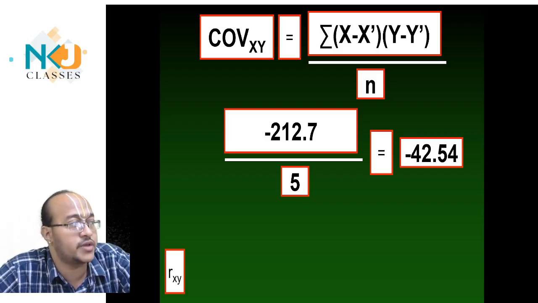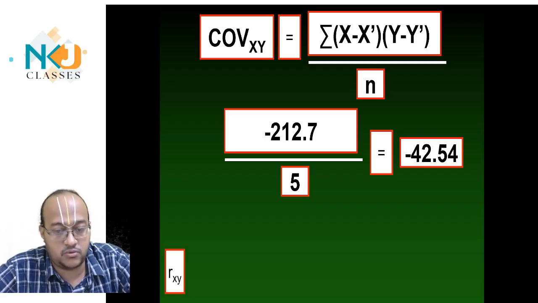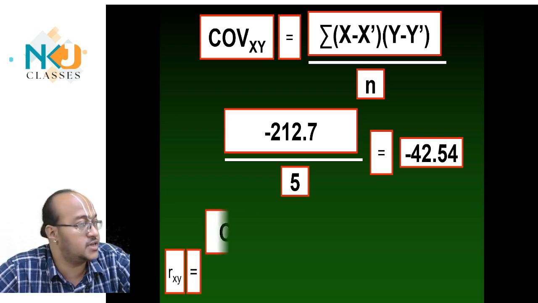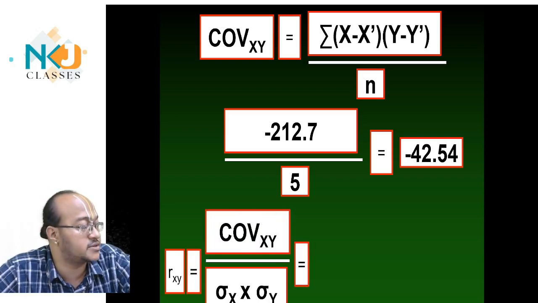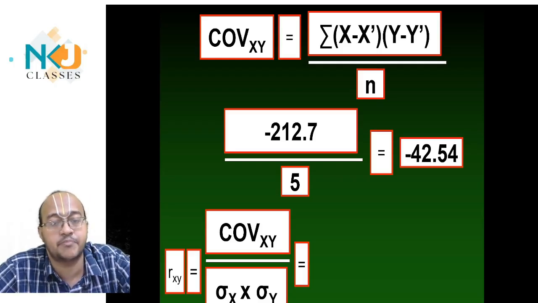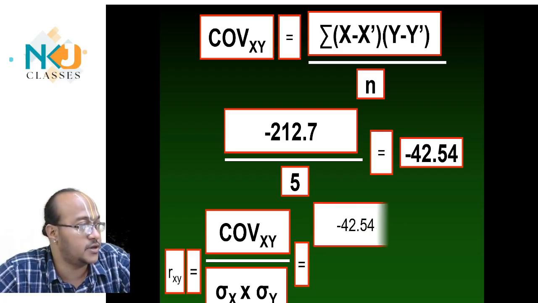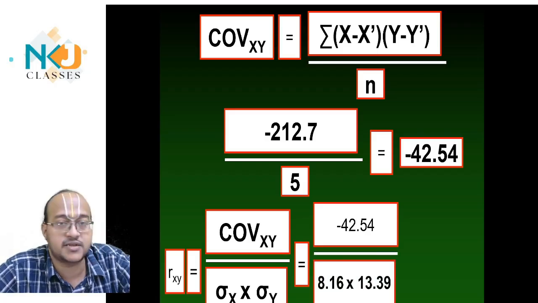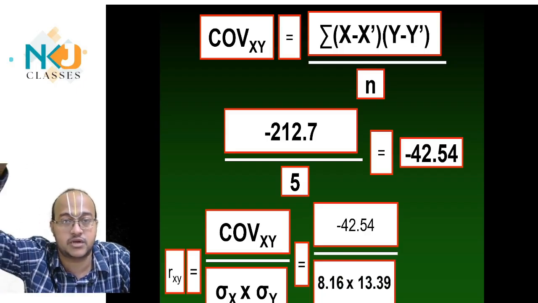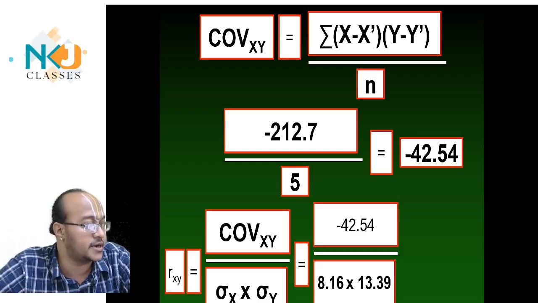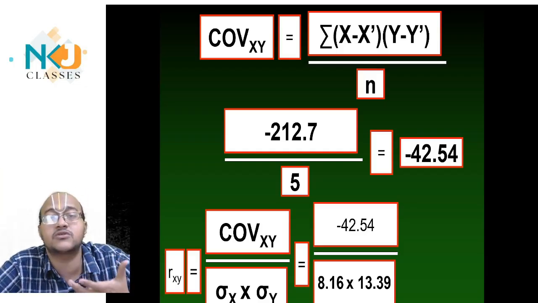Correct? How to find it? Very simple. Take out your notebook and find what sigma x and sigma y are. You put them in the denominator. Okay, minus 42.54 covariance divided by sigma x into sigma y. Sigma x, sigma y you need to compute. You already have the data. We have the data, you can directly substitute. Minus 42.54 divided by 8.16 into 13.39. Correct? 8.16 we got as sigma x. In the first question you can see in your notebook, 8.16, and 13.39 is sigma y.